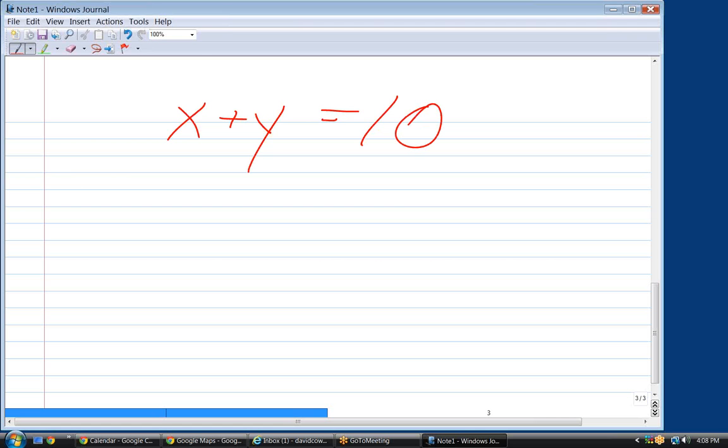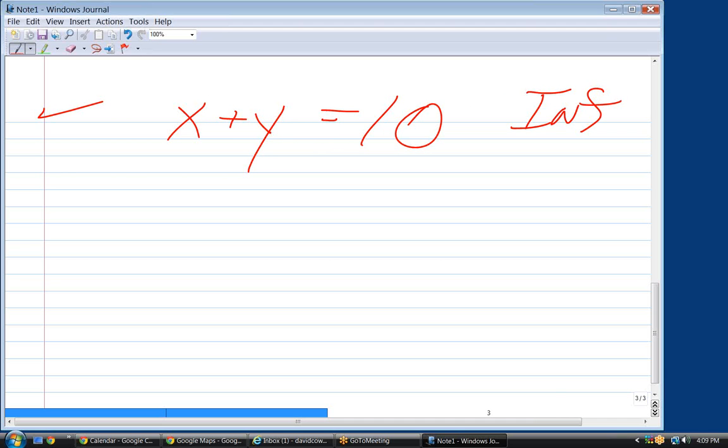Infinite? Yeah. X could be 1, y could be 9, x could be minus 5, y could be 15. I could go on and on forever. In other words, when you have two variables and one equation, you always have an infinite number of solutions.